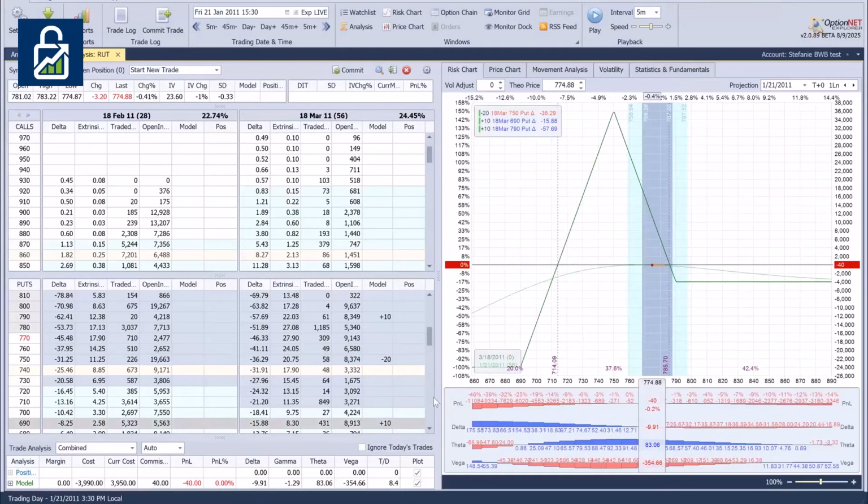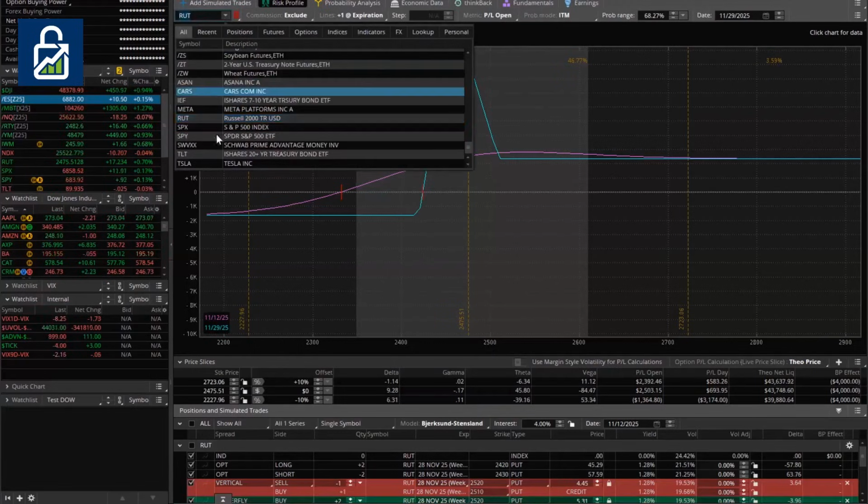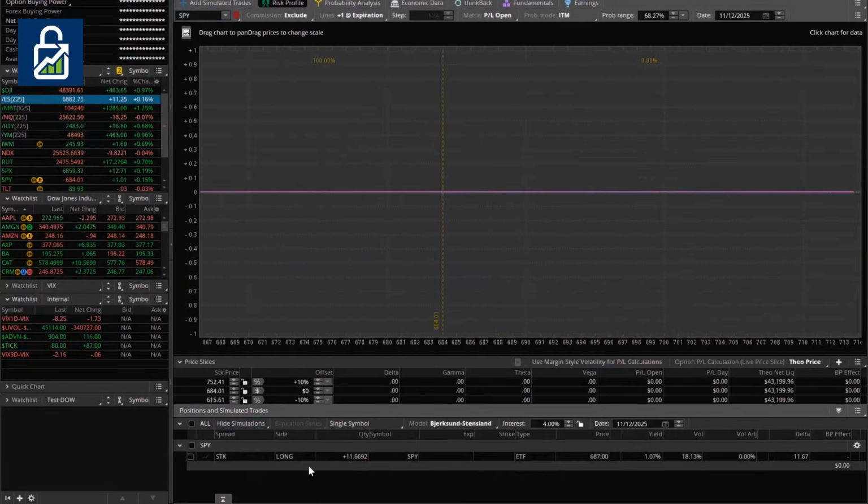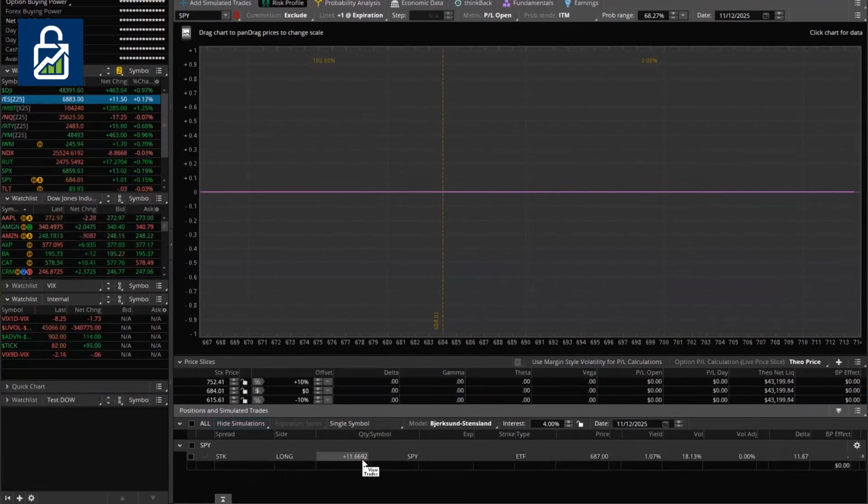The exact meaning of delta is the change in value from your position in the first $1 price movement. With options, it's theoretical. With stock, it's not. So in this play trade account on SPY, for example, I have 11.6692 shares of SPY, right? What's the delta of that? It's 11.67. Why is it 11.67?